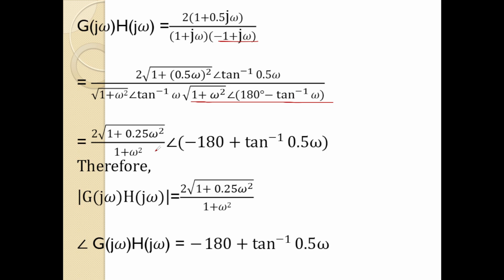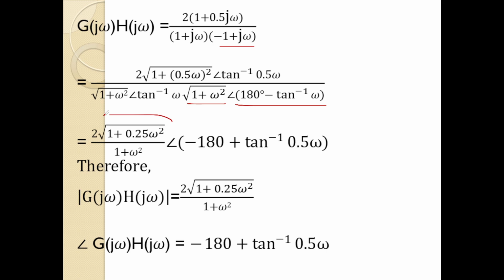Similarly, next term, that is 1 plus j omega. For that, magnitude is root of 1 square plus omega square, and angle is tan inverse of omega by 1. Similarly, for this term, the magnitude is root of 1 square plus omega square, and angle is 180 minus tan inverse of omega. Now write down all the magnitude terms on one side and all the angular terms on the other side, means aggregate all the magnitude terms and angular terms.